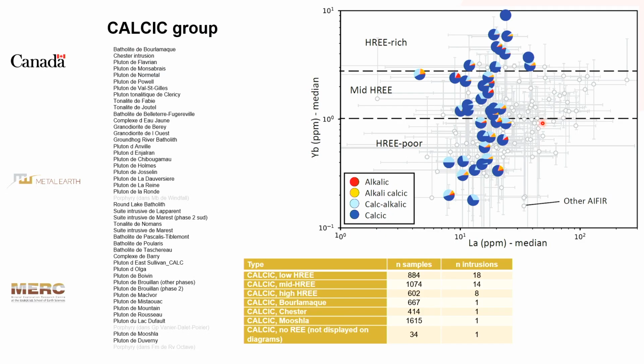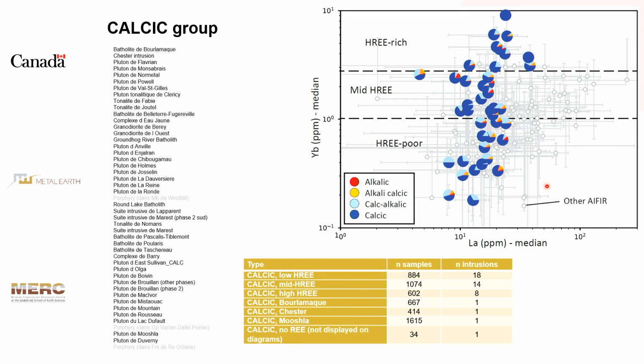So the calcic group, this is what it looks like. These are all the intrusions that fall into this general group. And here you have these same intrusions displayed on the ytterbium versus lanthanum binary diagram. So these are median values with error. The error is a standard deviation that is displayed on this diagram. In gray is the whole data set. In color, these are the calcic groups, the pie diagram for the calcic group, so one pie diagram per intrusion.